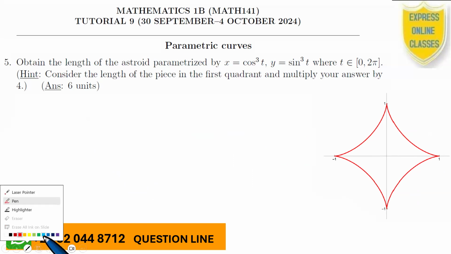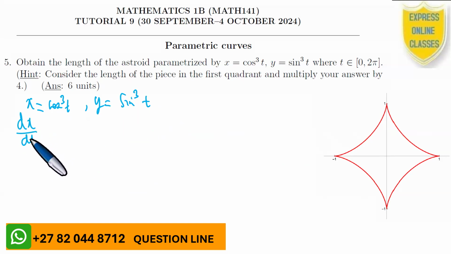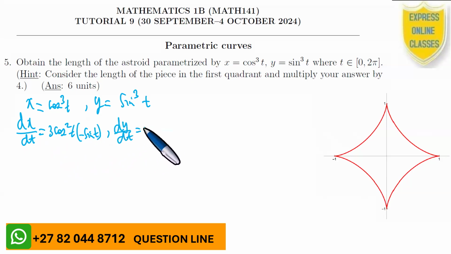So let us practice with this. So now our x is cosine cubed t, and our y is the sine cubed of t. dx dt, we need to find the derivatives. So dx dt by the calculus rules is the chain rule. You have 3 cosine squared t, and then we have minus the sine of t, dt. dy dt is 3 sine squared of t, and then cosine t, dt.